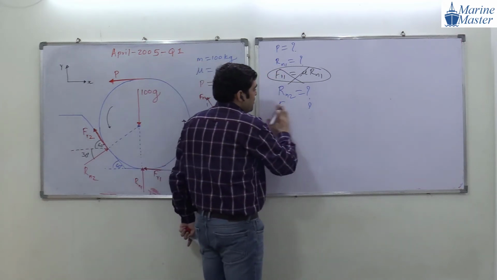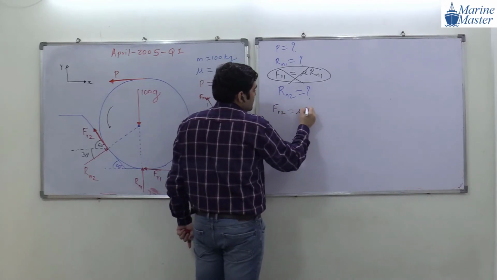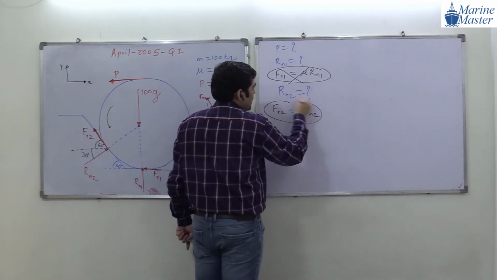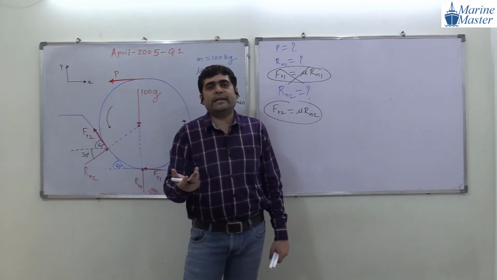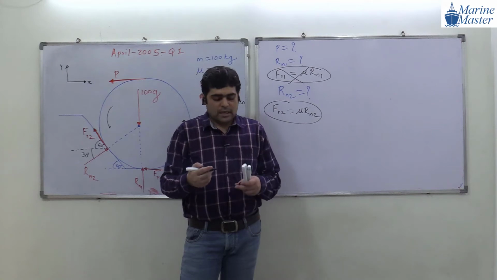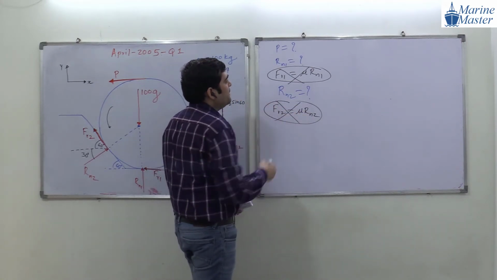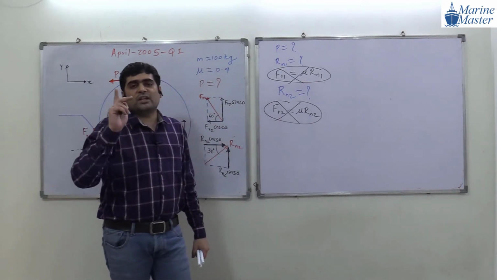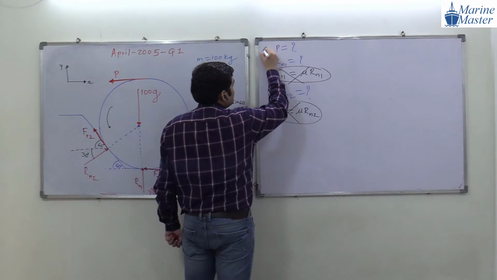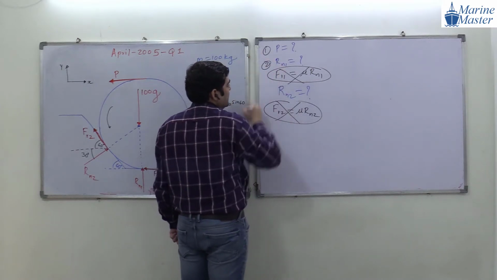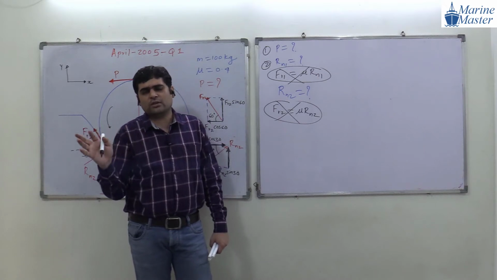Now the same about Fr2. Fr2 will be equal to what, guys? Mu Rn2. Same, Fr2 is also not an independent variable, not an independent unknown. So what can we conclude? There are now a total of 3 unknowns with us. The first unknown is what, guys? The first unknown is P. Second, independent unknown. Independent means what? Not dependent on each other, not dependent on other quantities.